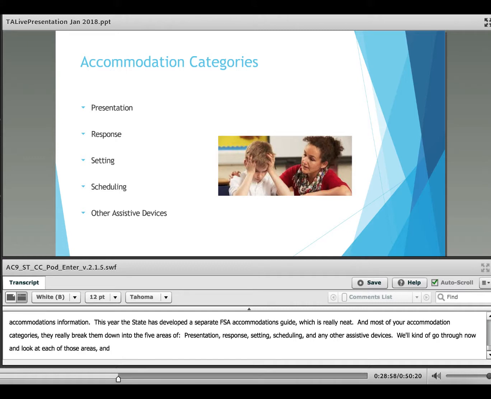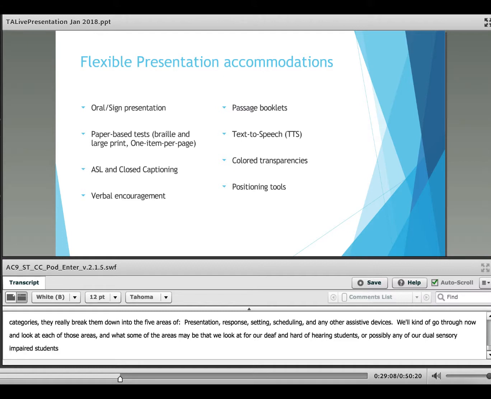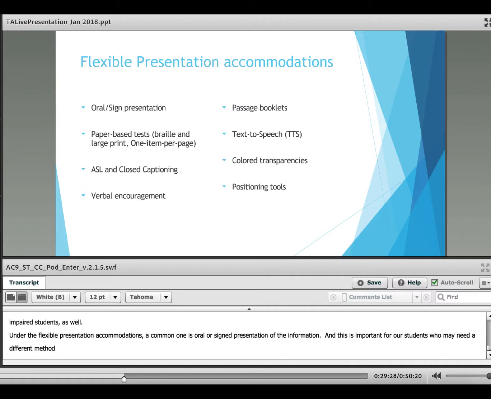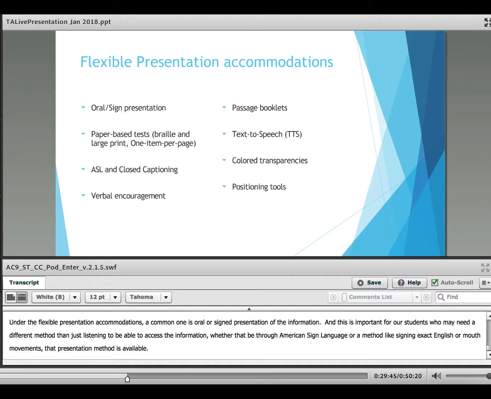We'll go through and look at each of those areas and what some of them may be for our deaf and hard of hearing students, or possibly any of our dual sensory impaired students as well. Under the flexible presentation accommodations, a common one is oral or signed presentation of the information. This is important for students who may need a different method than just listening to access the information, whether through American Sign Language, signing exact English, or mouth movements. That presentation method is available.